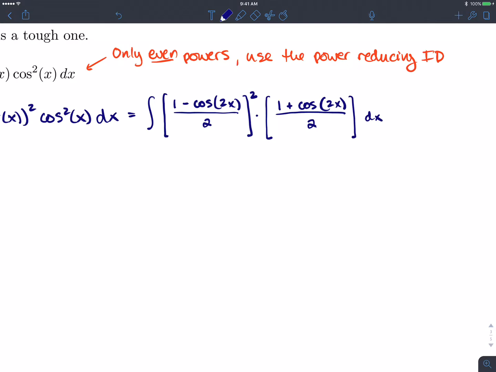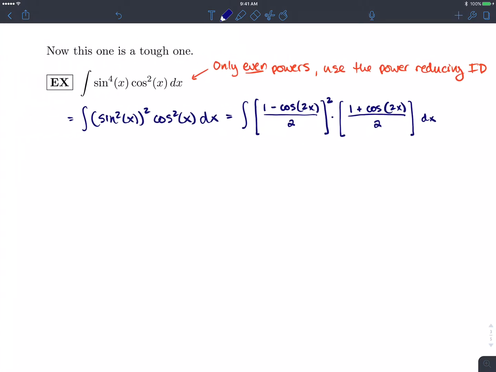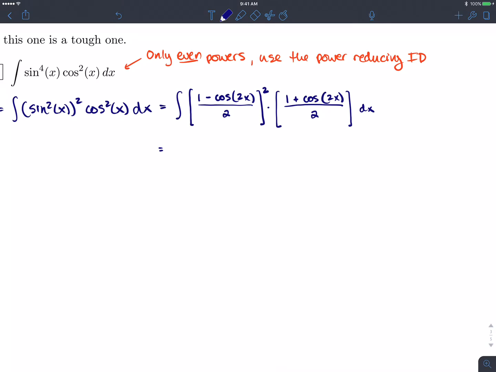All right, so this is quite a mess. We just need to do a little bit of cleanup here. Since we've got that 2 in the denominator being squared, let's go ahead and pull that out as a 1 over 4. So that's coming from that 2 squared. And then I'm going to also pull out that 2 in the denominator of the cosine there as times 1/2. So if we pull those both out, we are left with 1 minus cosine 2x quantity squared times 1 plus cosine of 2x dx.